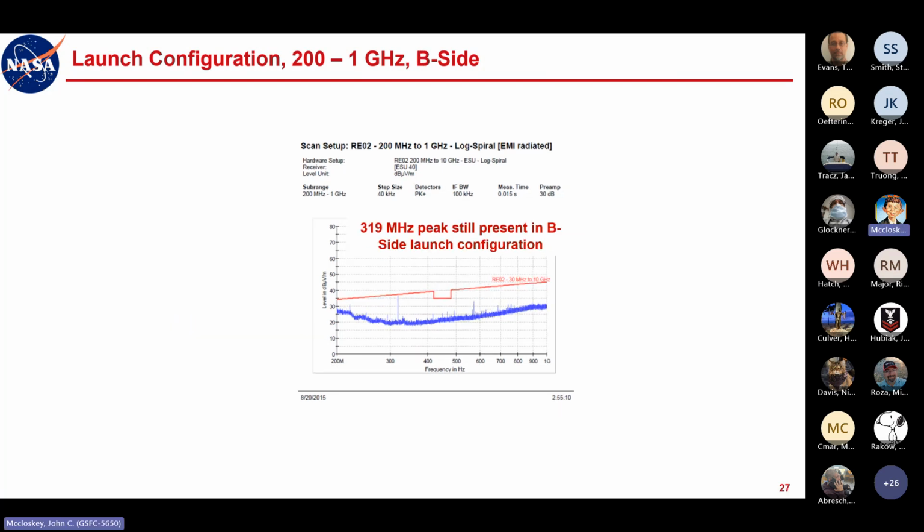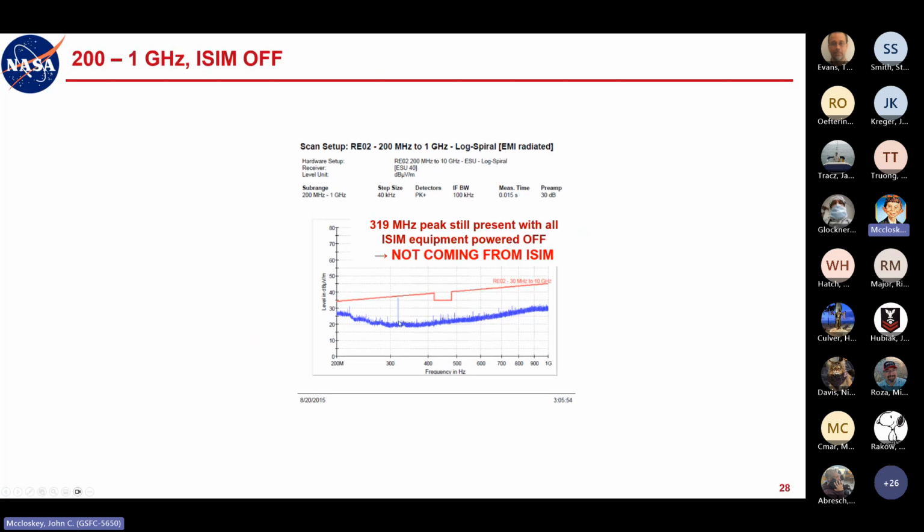Things looked pretty much the same. It was still compliant. We still had the annoying 319 megahertz peak. Well, when we turned everything off, it was still there. So it was not coming from ISOM. And we did eventually track it down to something in the lab. I think it was a light or something.